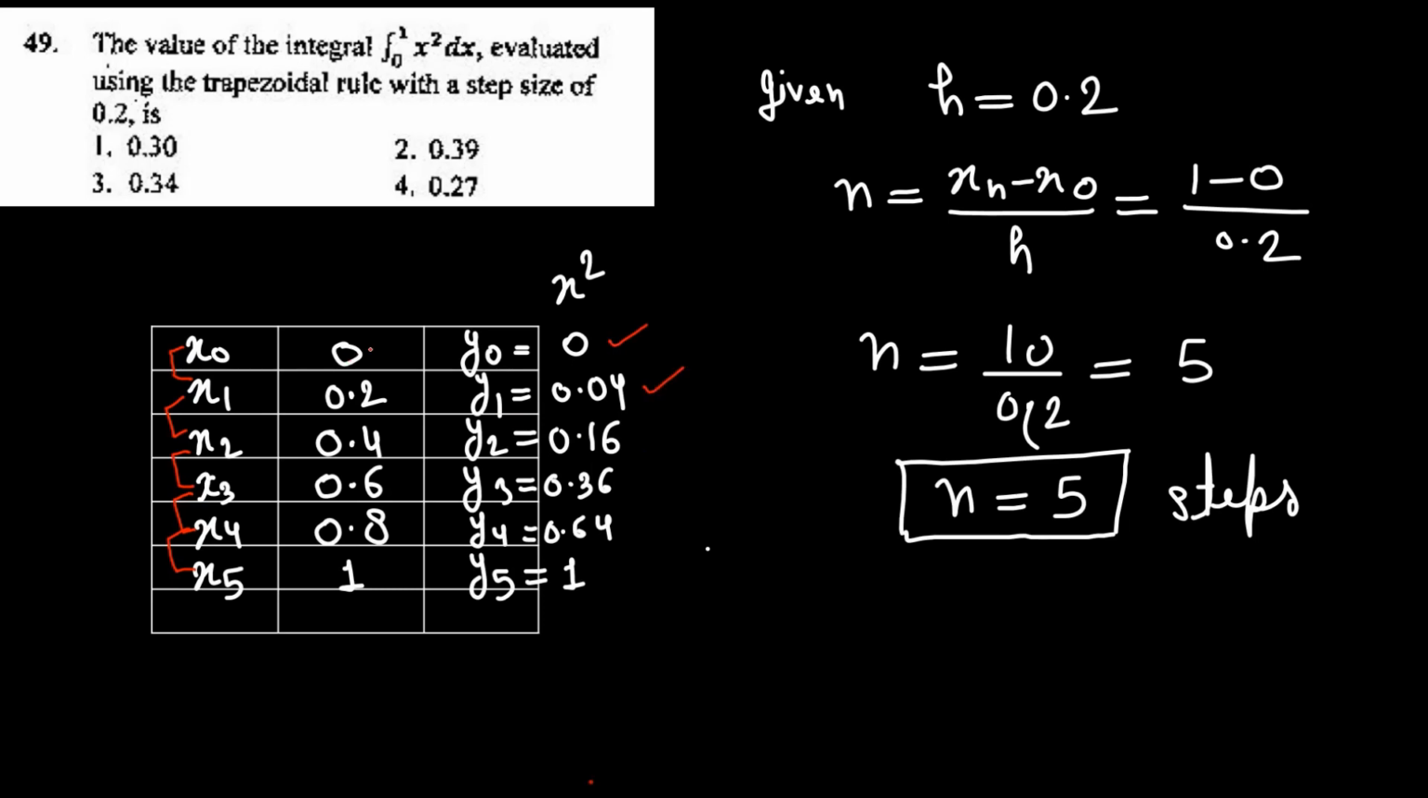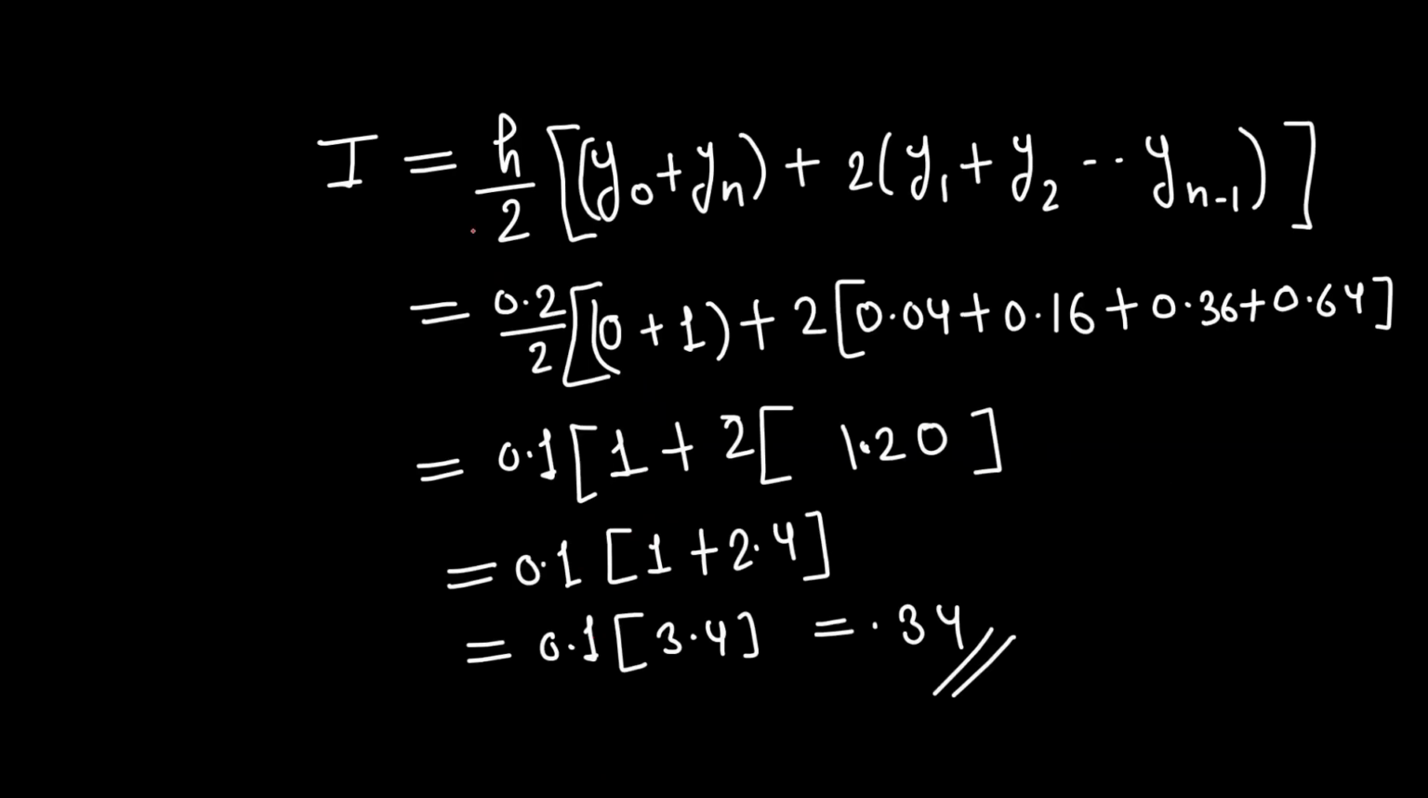On putting the values of x into y equal to x square, you will get y values: 0.04, 0.16, 0.36. For 0.8, you will get 0.64, and for 1, you will get y5 is equal to 1. Now, what is the formula for the trapezoidal rule? The integration is equal to h by 2 times (y0 plus yn), where y0 is the function at x0 and yn is the function at xn, plus twice the sum of the terms in between, y1 plus y2 up to yn minus 1.